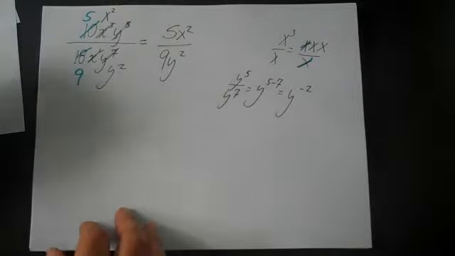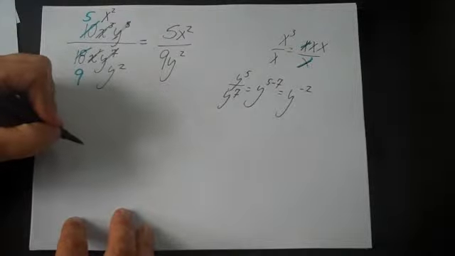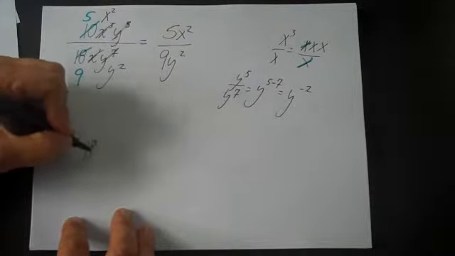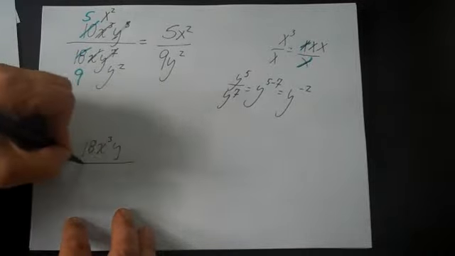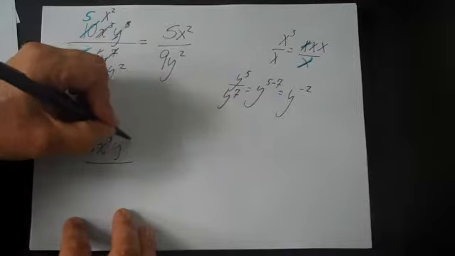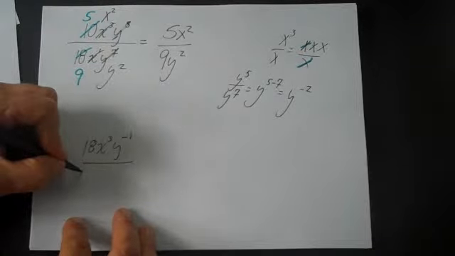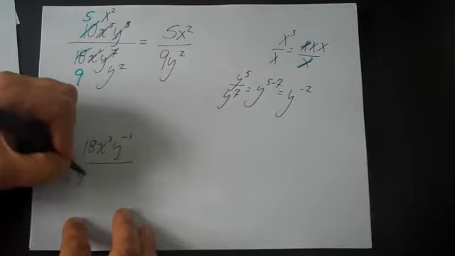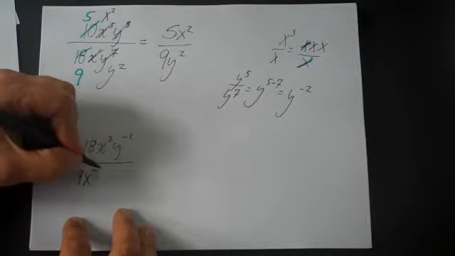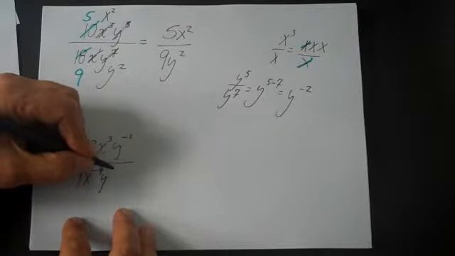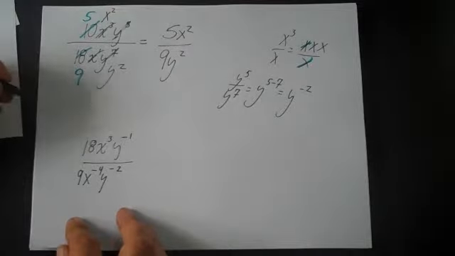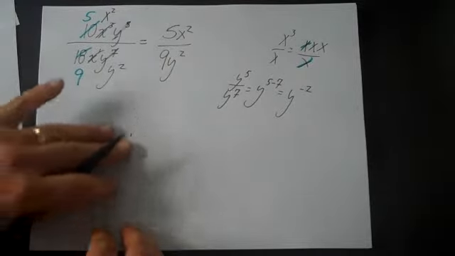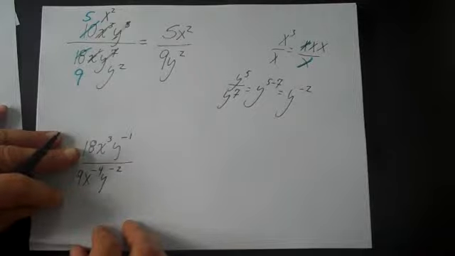Now let's contrast that with a slightly different problem. Let's say we had 18x to the 3rd y to the minus 1, over 9x to the minus 4y to the minus 2. The first thing I would do in a problem like this is clear all the negative exponents.